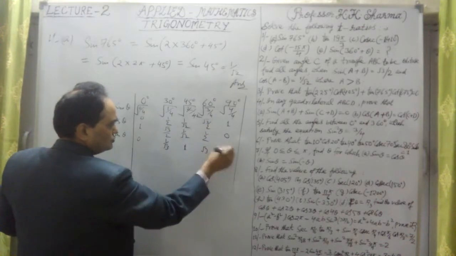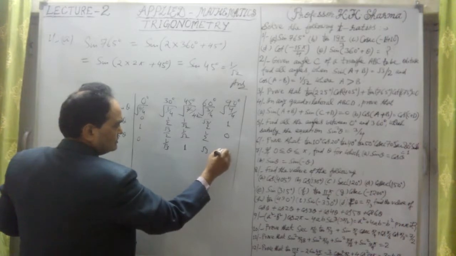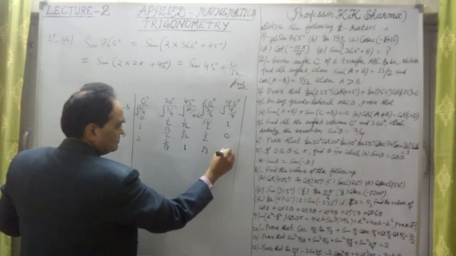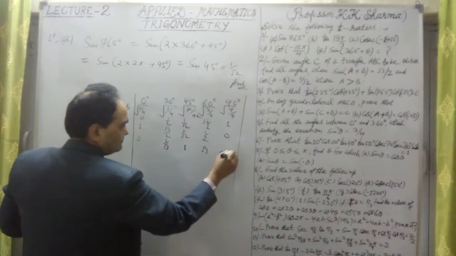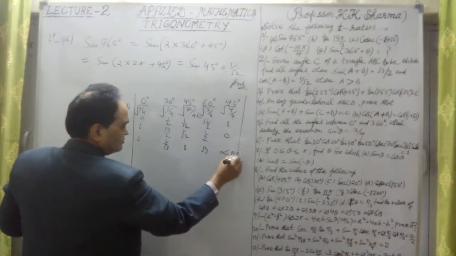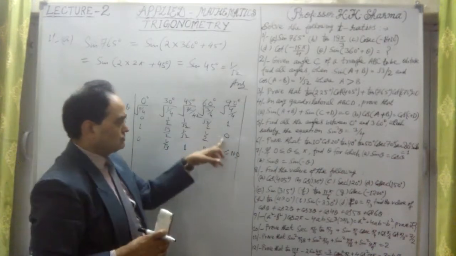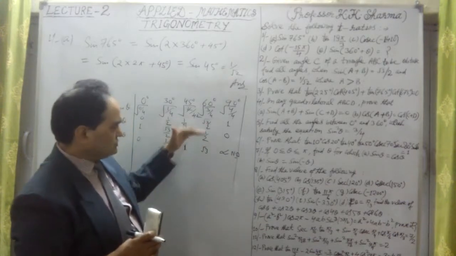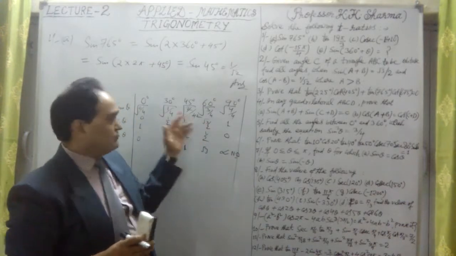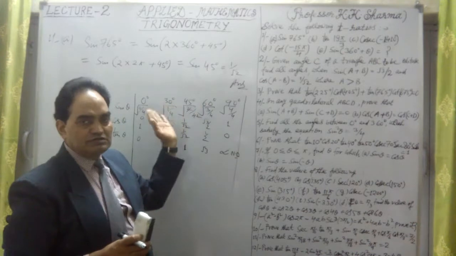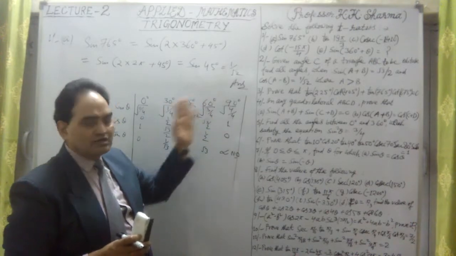Now 1 upon 0 is not defined. This is infinity, not defined. We write it as infinity, not defined, because 1 upon 0 is not defined. These are the values in case of sine, cos, tan for angles 0 to 90 degree: 0, 30 degree, 45 degree, 60 degree, 90 degree.